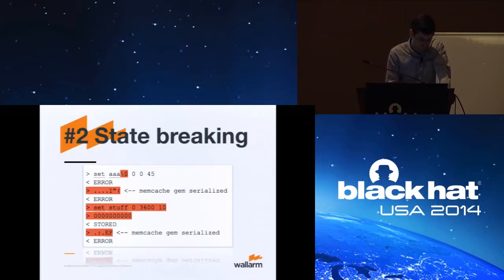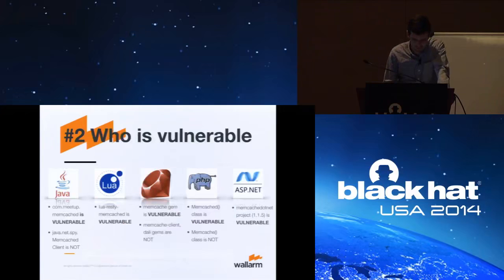And the last command was also invalid because it's the Memcached RubyGem serialized postfix, and it doesn't look like a valid Memcached command. But anyway, we do injection. We set arbitrary key stuff with arbitrary data to 10 arbitrary zeros. It's nice. Who is vulnerable?